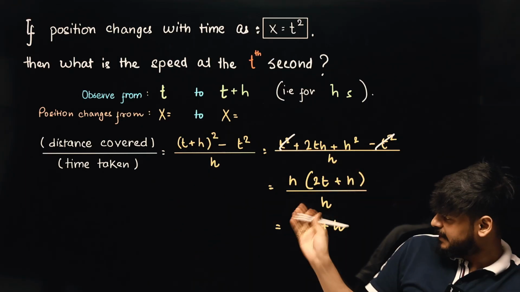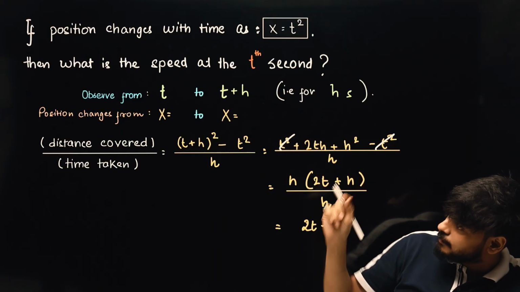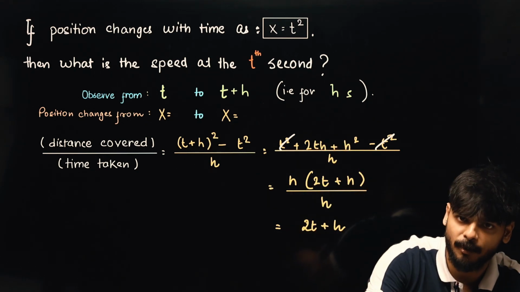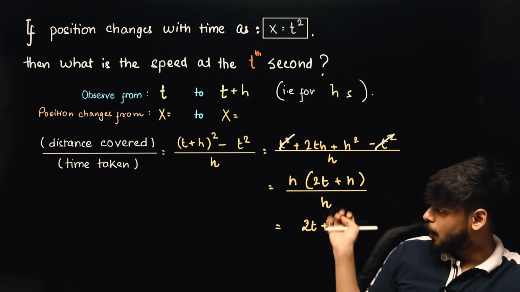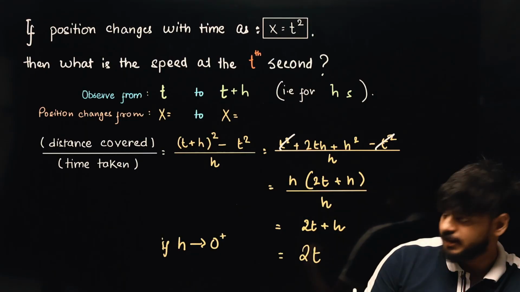Can you see it? So basically this is the average speed over these h seconds, and to get the answer for what is the speed at the tth second, we would want the value of h to be as small as possible. So to give the accurate answer, we'll just drop the h, make it almost 0. So what answer do we get? 2t. See, now it makes sense.